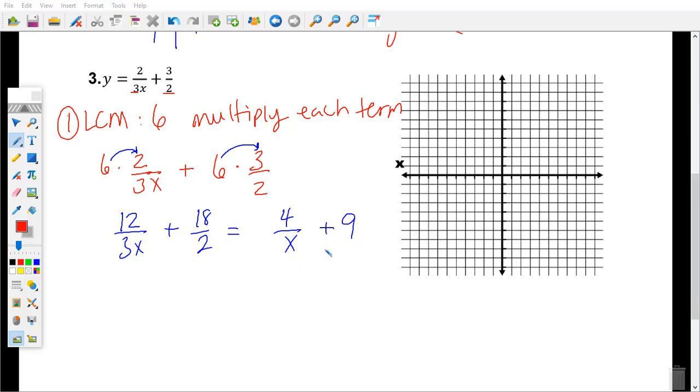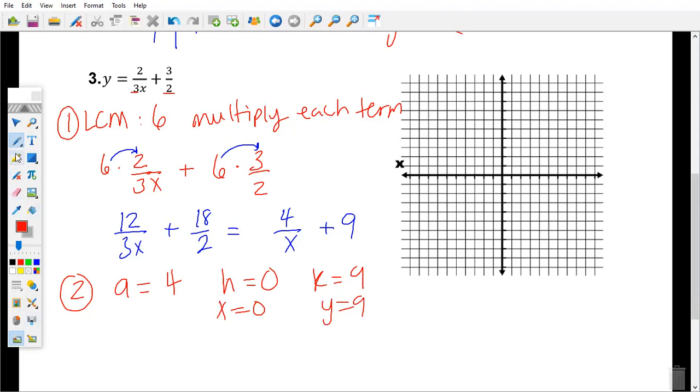Is this a homework? Maybe. So we now know our a. Your a is 4. Your h is 0. And your k is 9. So therefore, my asymptotes, x equals 0 and y equals 9, are my asymptotes.